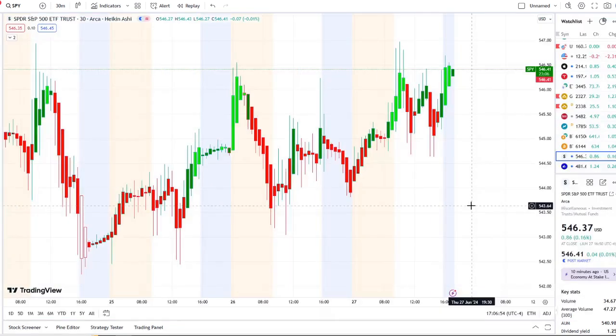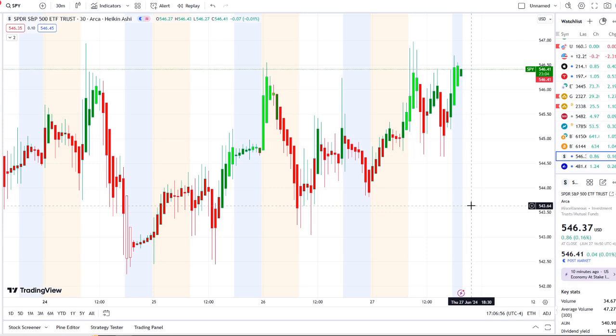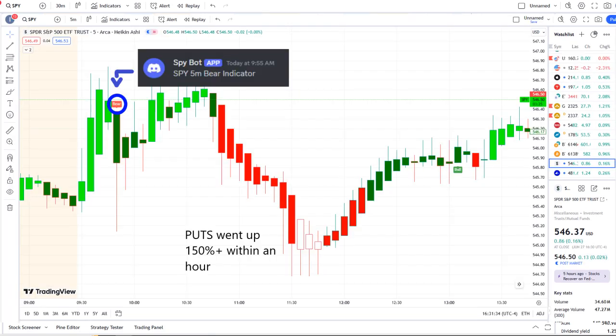Here we are with the SPY, the SP 500 index, continuing to fight and hold support and test key resistance levels. And in today's volatility, our SPY bot at 9:55 a.m. sent out a bear indicator, and from that moment forward, outflows crossed the midpoint to the downside. Pure weakness there on 42 vision, and put options went up 150% plus within an hour, guys.